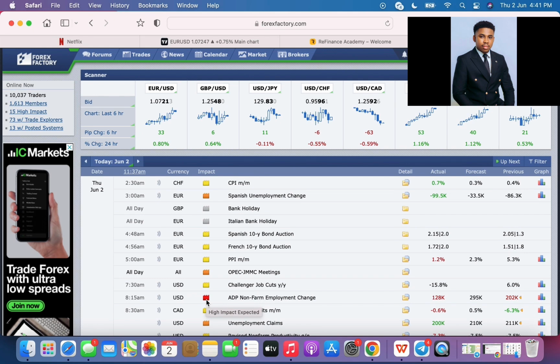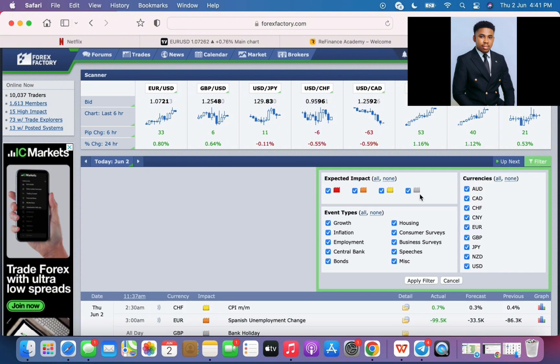Whenever there are high impact news events, the market tends to be very volatile, and as traders, we try as much as possible to avoid trading in situations or times like this because of the high volatility in the market. When you're in this part of forexfactory.com, you could also go to the filter section. If you don't want to see the low impact news, you could filter out the low impact news, the gray folders, yellow folders, and just leave the high impact news because those are the ones that move the market actually.